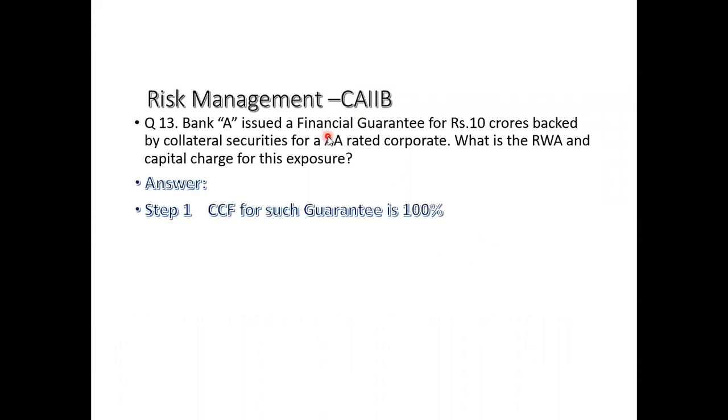And this is different. Bank A issued a financial guarantee. Financial guarantee was 10 crore. Backed by collateral security for a double A rated corporate. First one, you have to apply CCF. Financial guarantee CCF is 100. Standby LC also 100. This chart I am giving. Don't worry. Now we are in third mode. All random questions. Question answer. Okay. CCF is 100. Yes, boss.